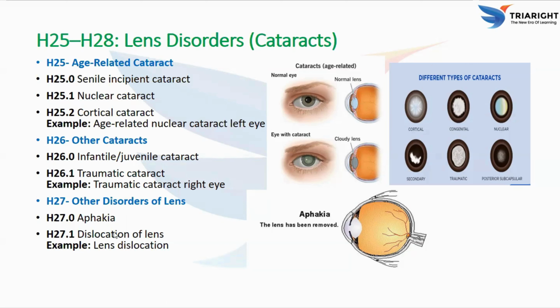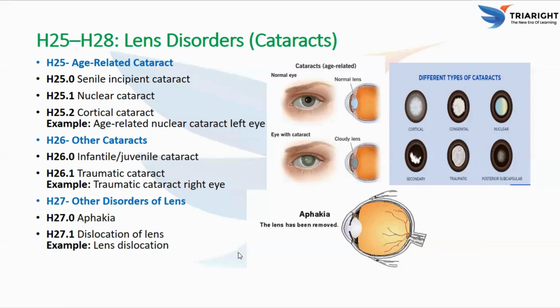So H27 is for other disorders of the lens. So these conditions affect the lens, but these are not cataracts. So H27.0, aphakia. A means absence, phakia means lens. So aphakia means the lens is absent. So this often occurs after cataract surgery, where the lens is removed, or due to trauma. So without a lens, what happens? The eye cannot focus properly, right? So the patient needs thick glasses, contact lenses, or an artificial intraocular lens.